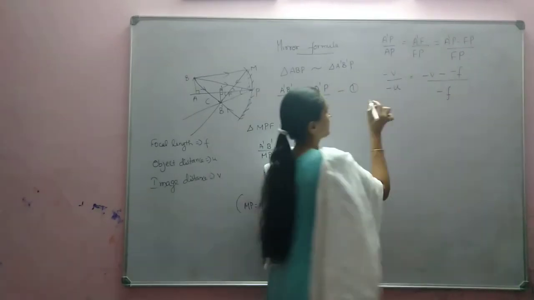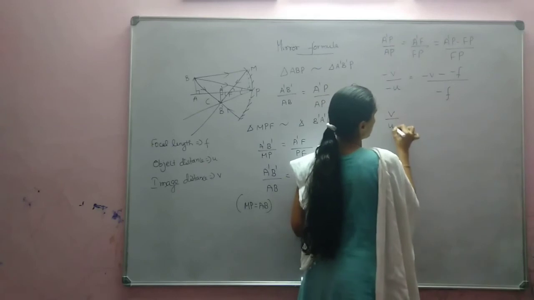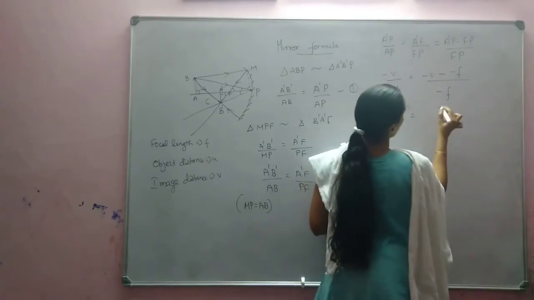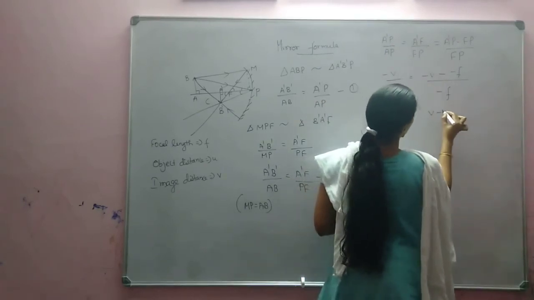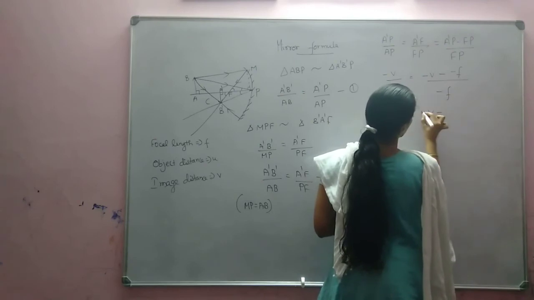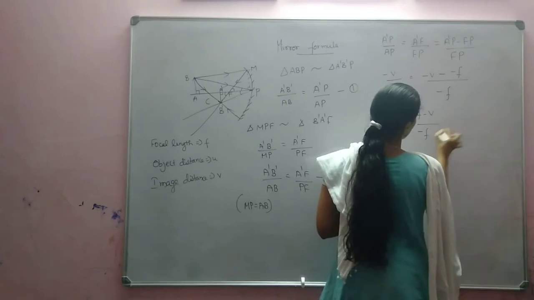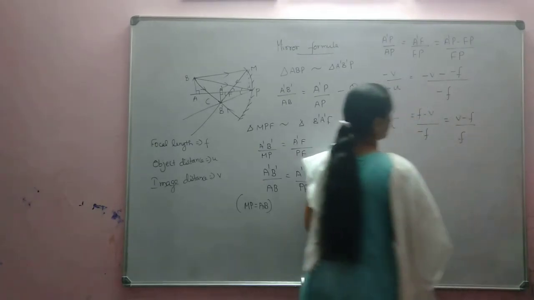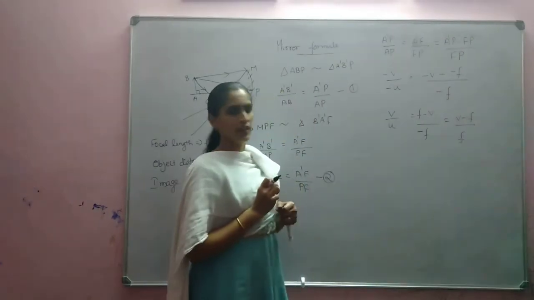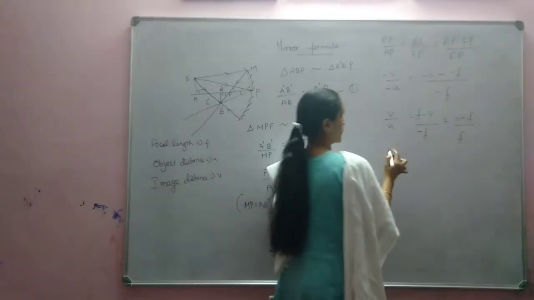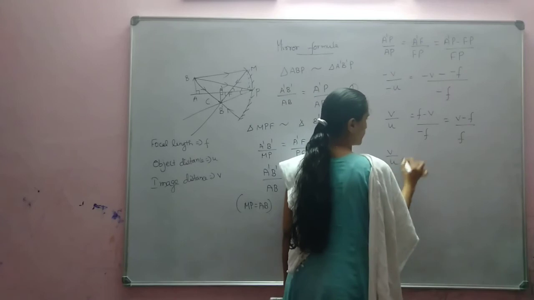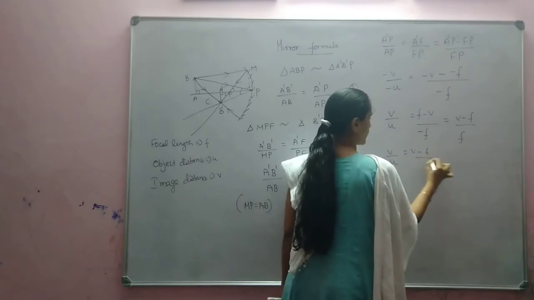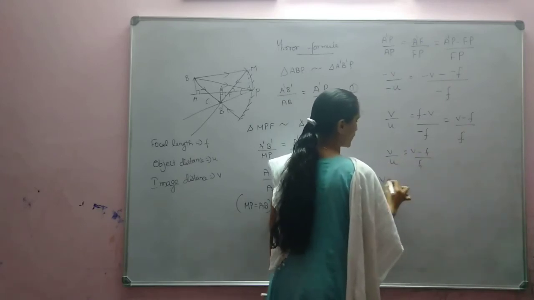What we will get? V by U is equal to V. What you will get? F minus V divided by minus F, or you can write it as V minus F by F. Okay. You can cross multiply it, or we can write V by U is equal to V minus F by F. If you cross multiply, what you will get?